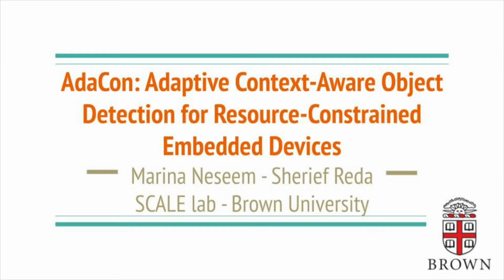The main idea behind AdaCon is to use the information from the spatial context around the objects in order to make the object detection task simpler, which means that we can use the spatial context to infer which subset of the object categories can exist in the current frames with high probability. And since the task is now simpler, we can only execute parts of the network, which will consequently reduce the number of floating point operations and the energy and the latency, making the model more efficient.